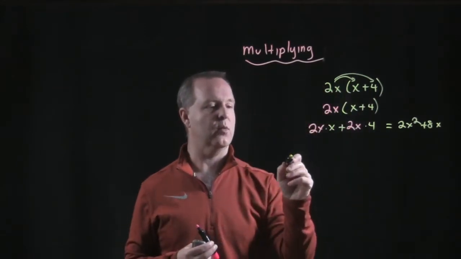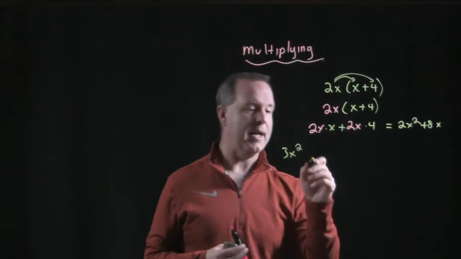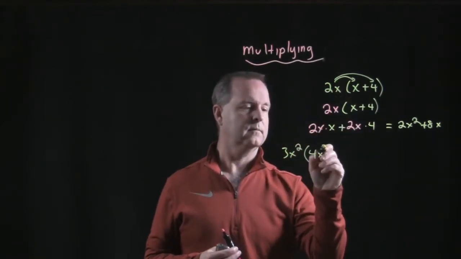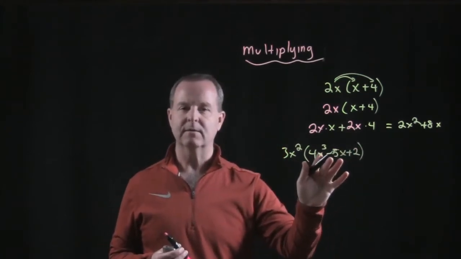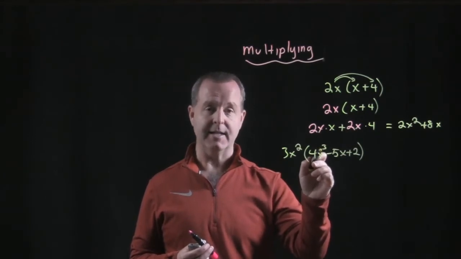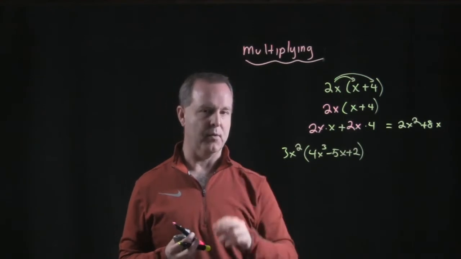Let's look at a 3x squared, and I'm going to multiply it by a trinomial. Just notice that this trinomial is a trinomial of degree 3, because the highest degree of the variable x is a 3. It just happens to be a third degree trinomial. Just a little bit of bonus for you.